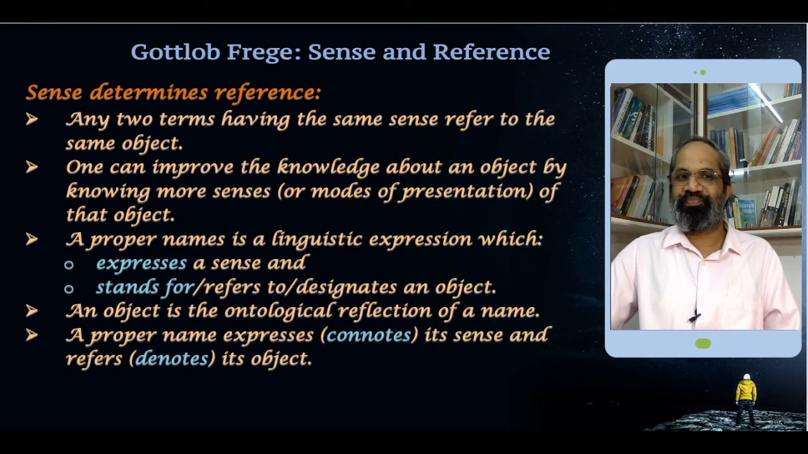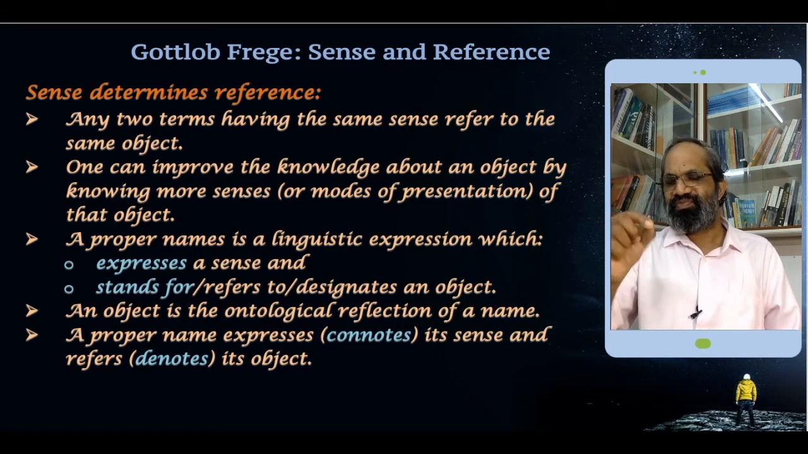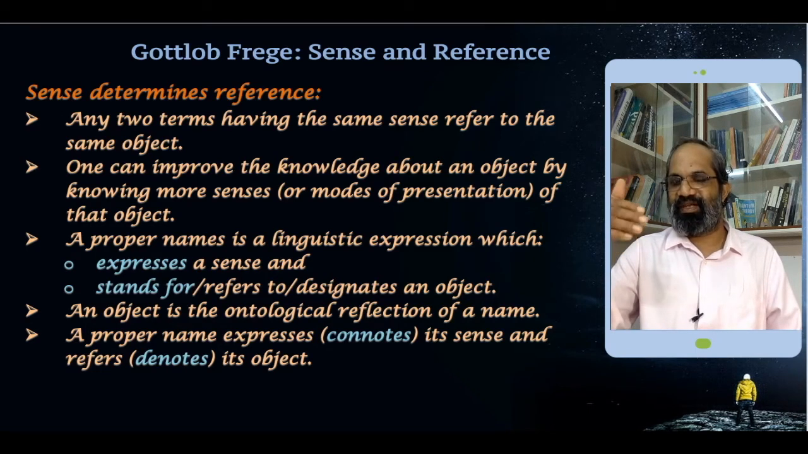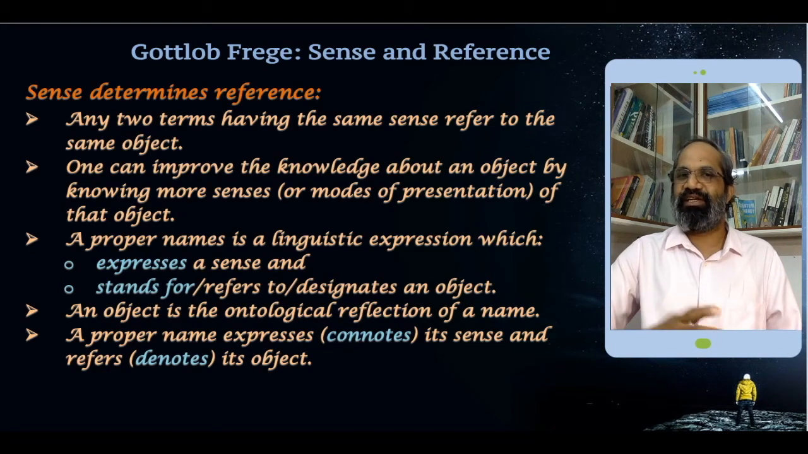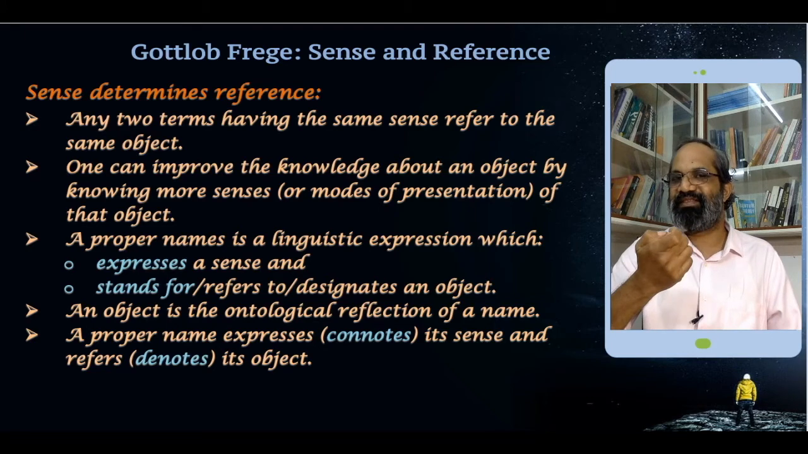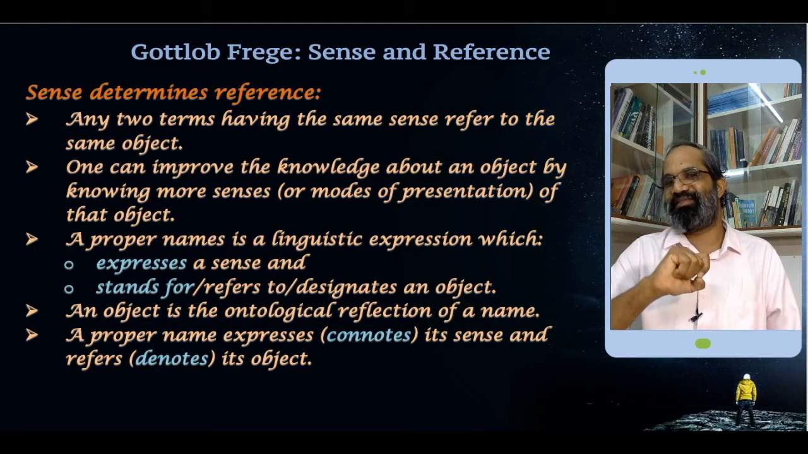That's the object. A proper name, one important aspect is how a proper name does its function. As we have seen, it expresses and stands for. It's another way of presenting the same: a proper name expresses or connotes its sense and also refers to its objects. And in logic, you might have studied connotation and denotation. For any term, there is a connotation and denotation.